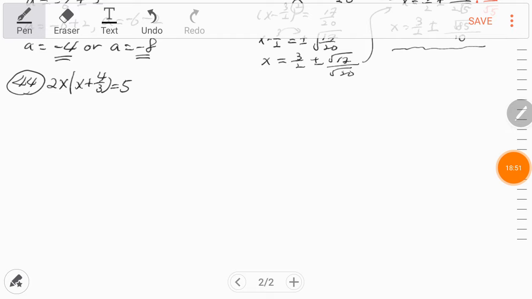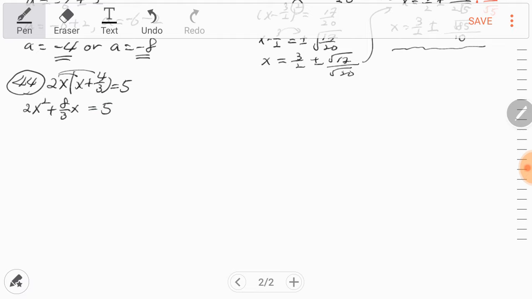Okay, in this exercise, let's distribute, clear the parentheses. So 2x squared plus, multiply these two, then 8 over 3x equals 5.